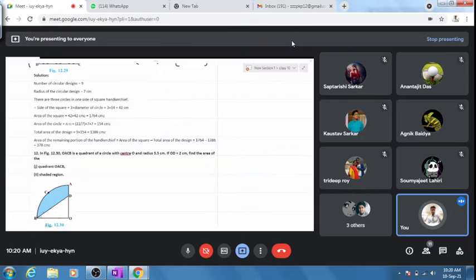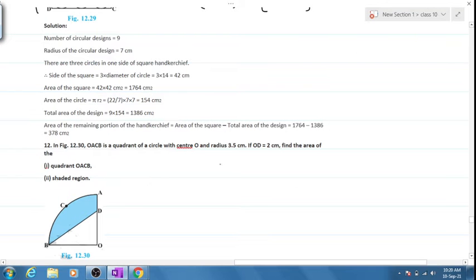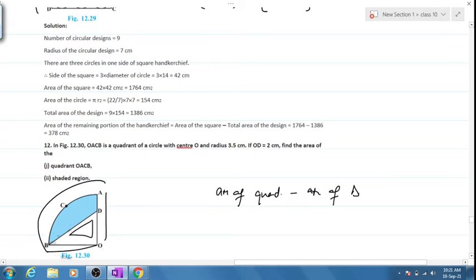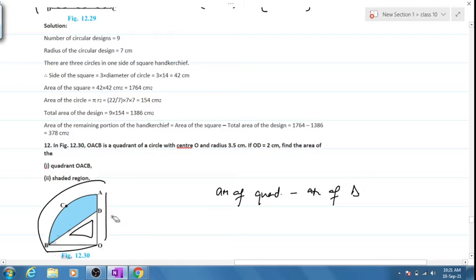Anyone in the class who would give an outline of how to do question number 12? Extremely simple. What you go on to do here is find the area of the quadrant minus the area of the right angle triangle which you see here. I think it's clear to everyone, yes or no? First here you'll have to find the area of the quadrant they have already specified. I don't think finding the area of the quadrant will be a very big deal for you.